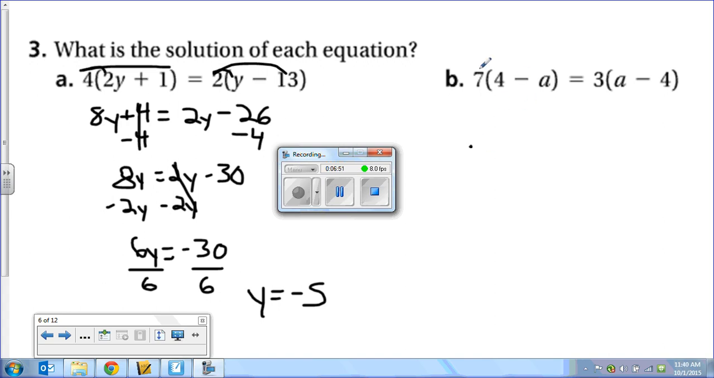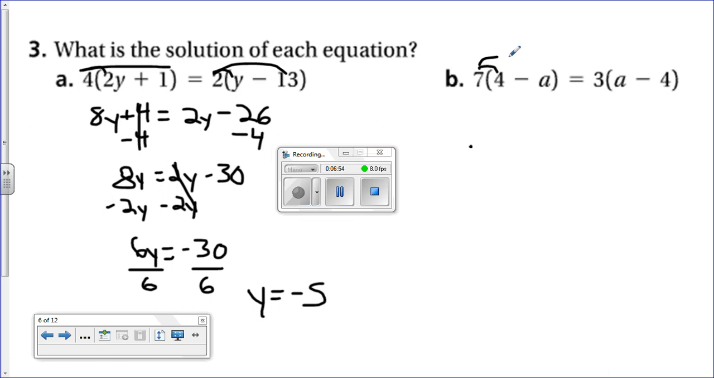Okay, now that you've paused it, I'm going to do this one just to show you. 7 times 4 is 28. 7 times negative a is negative 7a, equals 3 times a, and 3 times negative 4. 3 times a is 3a. 3 times negative 4 is negative 12. So now, remember how I said it's a good idea to leave the bigger number on its side. You say, well, 7's bigger than 3, right? Well, if you subtract 3, negative 7 minus 3 is negative 10, and now you're having to deal with a negative number. It's okay, you can do that.